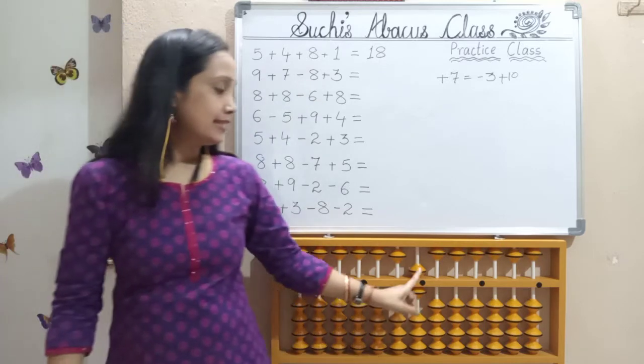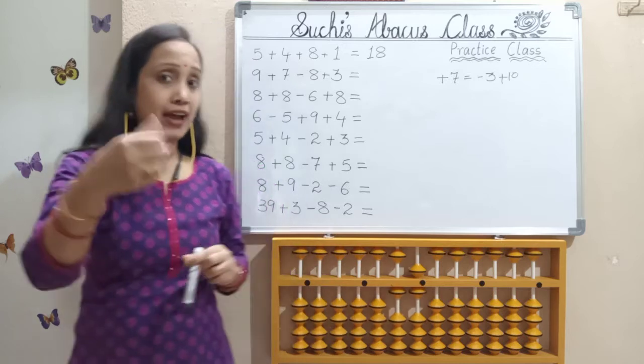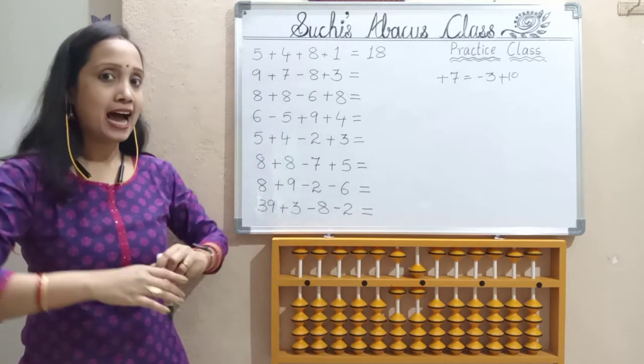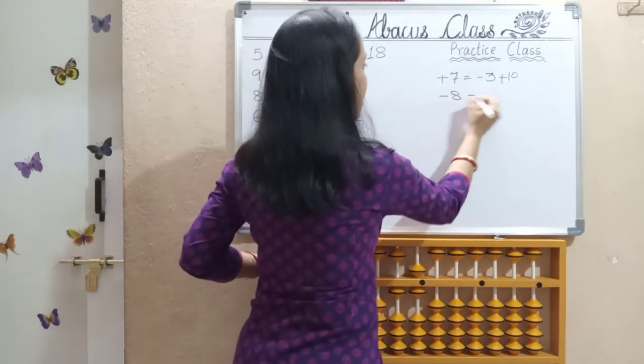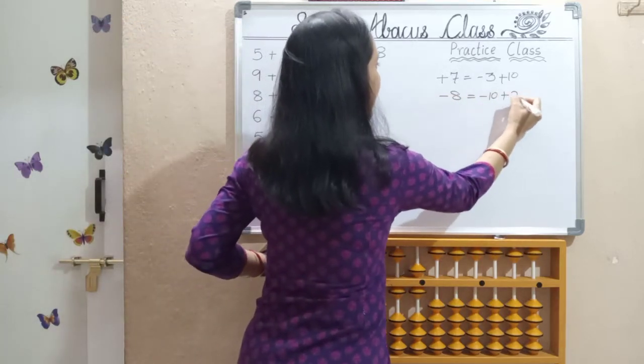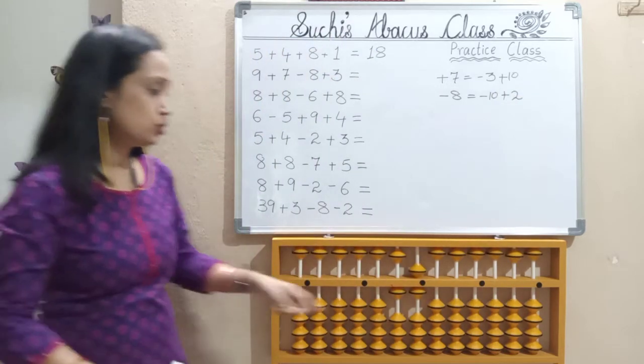Next, less 8. See, I have here only 6. I don't have 8 beads. 5 and 3, do 2 beads out. So, formula for less 8. For less, who will go out? 10 should go out and friend should come in. That is less 10 and add 2.